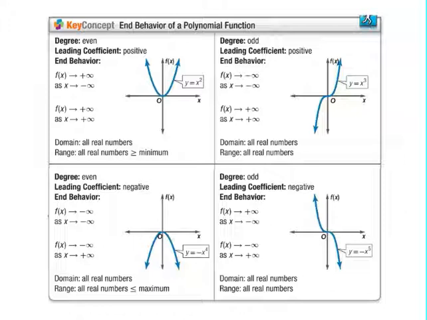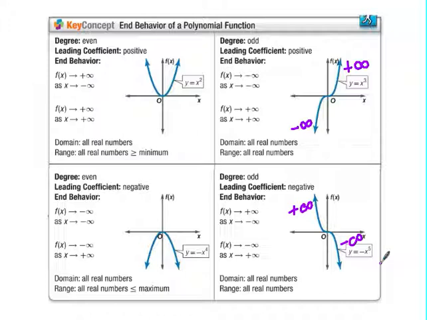Now, if your degree is even and your leading coefficient is negative, the end behavior is negative infinity. So, example of this. Notice y equals x squared, y equals negative x to the 4th. Now, if your degree is odd and your leading coefficient is positive, the end behavior here is going to be negative infinity. The end behavior here is going to be positive infinity. If the degree is odd and the leading coefficient is negative, the end behavior here is positive infinity. End behavior here is negative infinity.